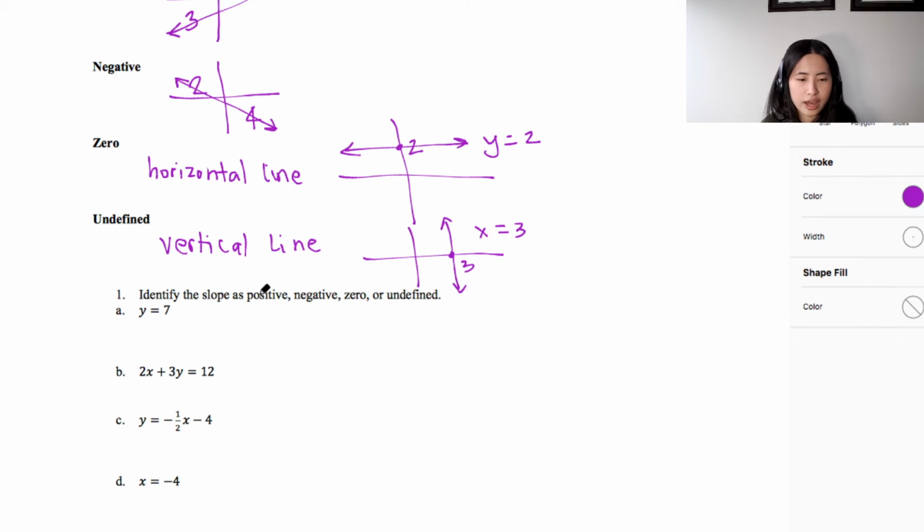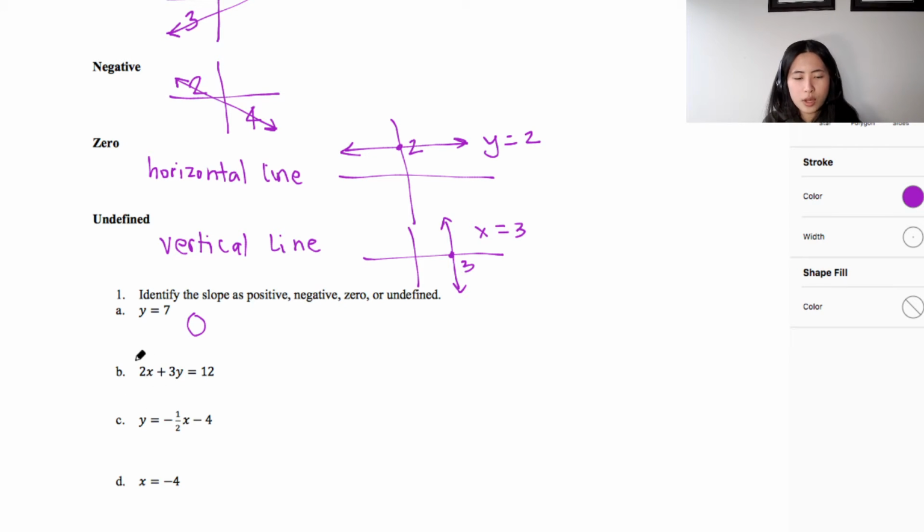So we need to identify the slope as positive, negative, 0, or undefined, right? We just talked about if you have y is equal to 7, you have a slope that's 0, therefore you're going to have a horizontal line, which is y is equal to whatever value. It could be fractions, it could be a negative number, it doesn't have to be an integer. So if you have y is equal to 7, therefore the slope is equal to 0. I should have written 0 instead because we're not supposed to find the value anyway.